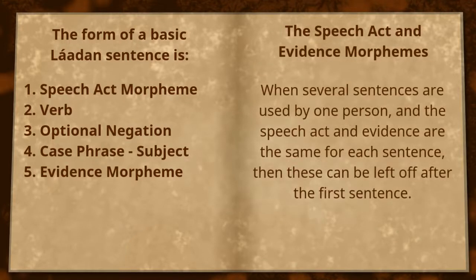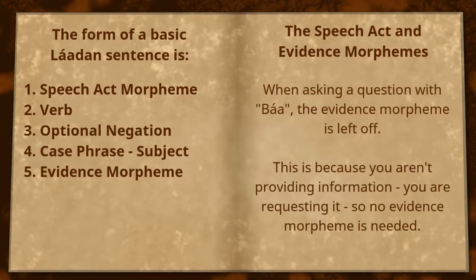When several sentences are used by one person, and the speech act and evidence morphemes are the same for each sentence, then these can be left off after the first sentence. When asking a question with ba, the evidence morpheme is left off. This is because you aren't providing information, you are requesting it, so no evidence morpheme is needed.